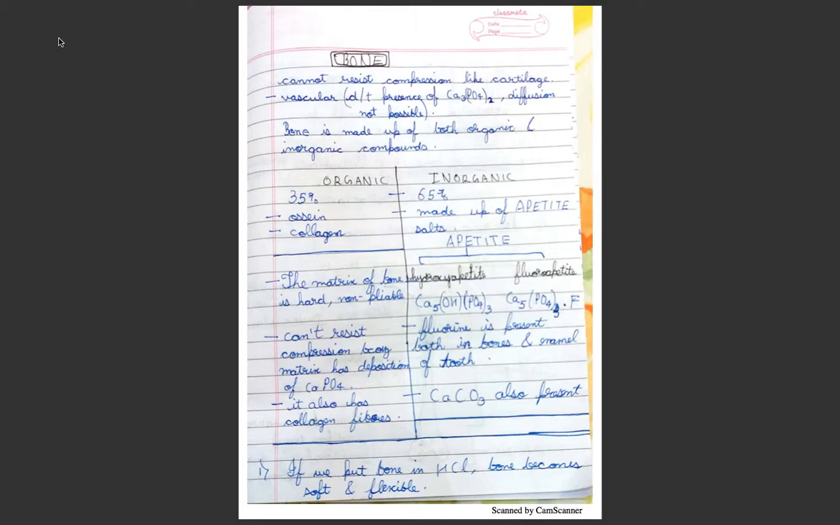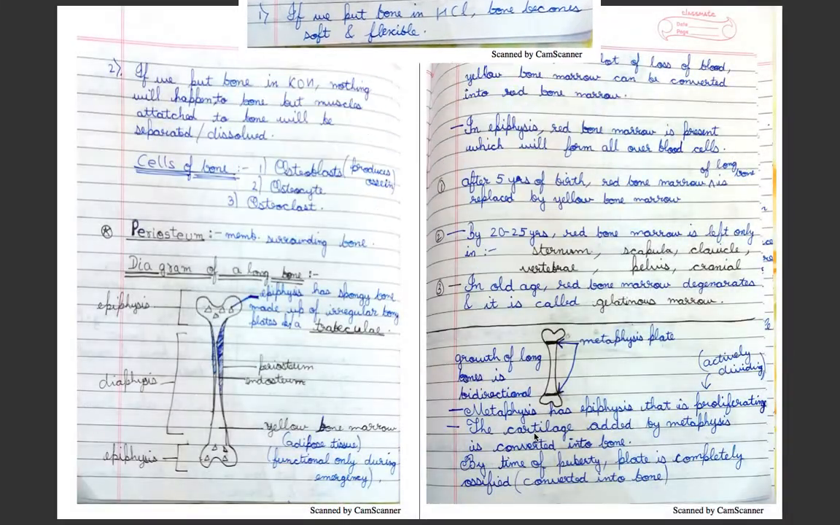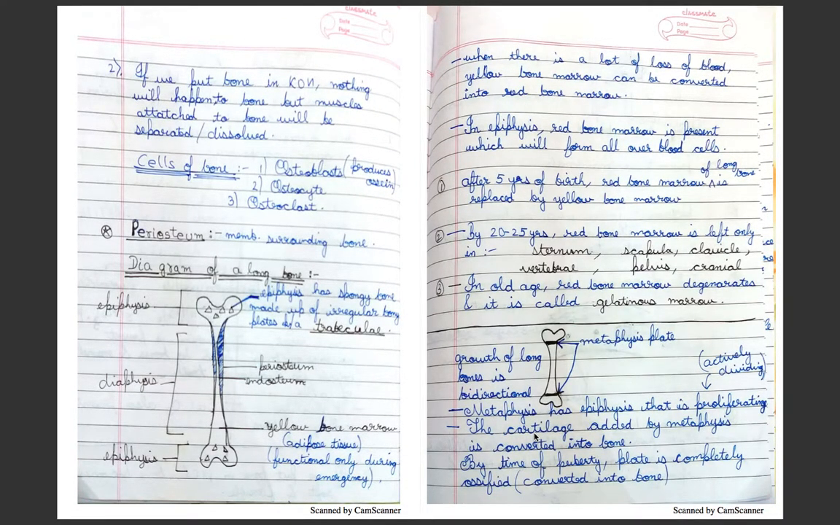CaCO3 is also present. The matrix of bone is hard, non-pliable, and it can't resist compression because the matrix has deposition of calcium phosphate. It also has collagen fibers. If we put bone in hydrochloric acid, then bone becomes soft and flexible due to release of calcium. If we put bone in KOH, nothing will happen to the bone because the muscles attached to the bone will be separated and dissolved.